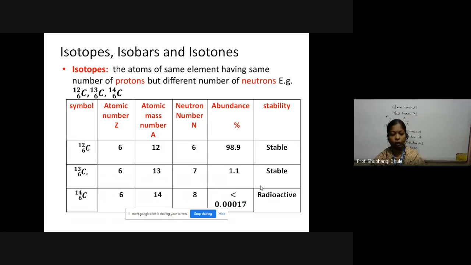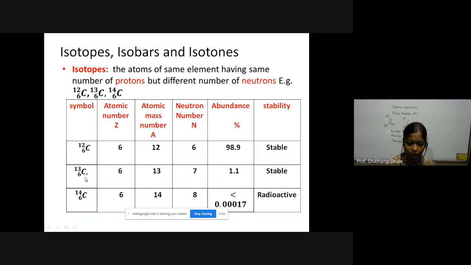The percentage of carbon-13 is 1.1, and carbon-14 is a very, very small percentage. That is called natural abundance. So on Earth, carbon exists in these three isotopic forms. Out of these, carbon-12 is the stable one, which is shown in this table.